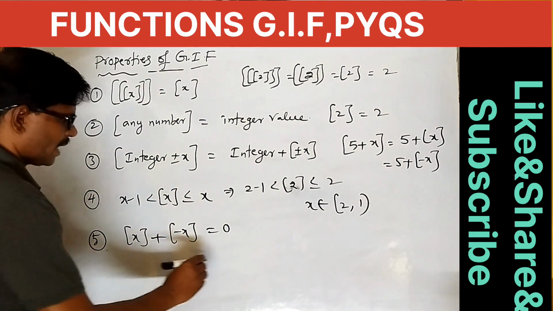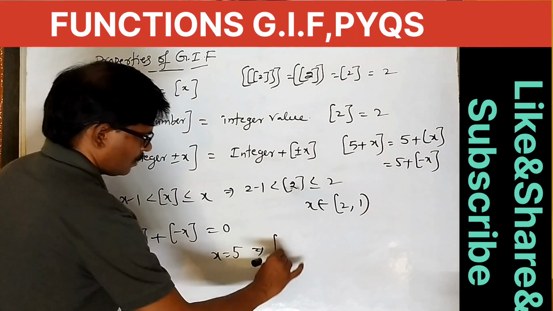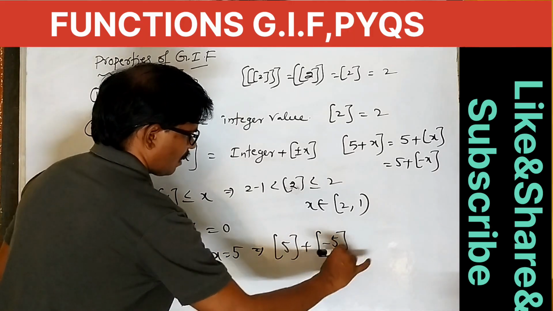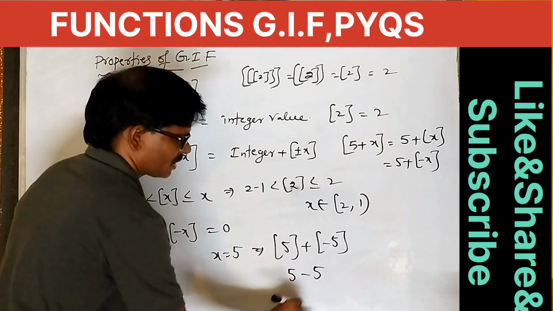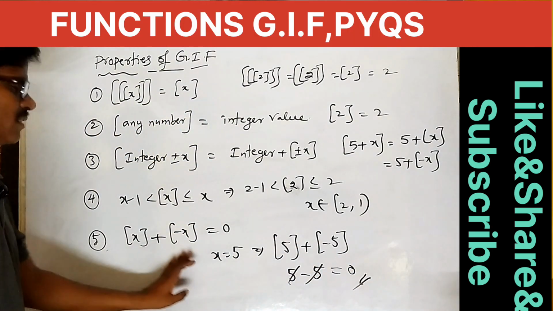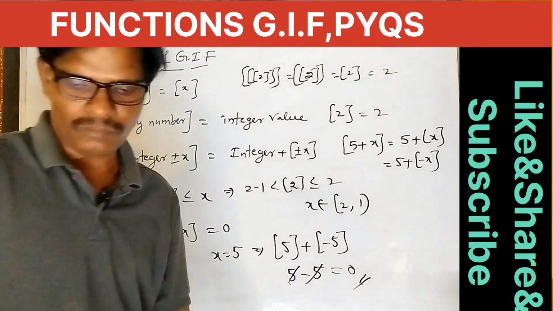Okay, now you take x is equal to 5. That implies step of 5 plus step of minus 5. Step of 5 value is equal to 5, step of minus 5 value is equal to minus 5, both cancel, equal to 0. This is the property: step of x plus step of minus x is equal to 0. Okay, understand?